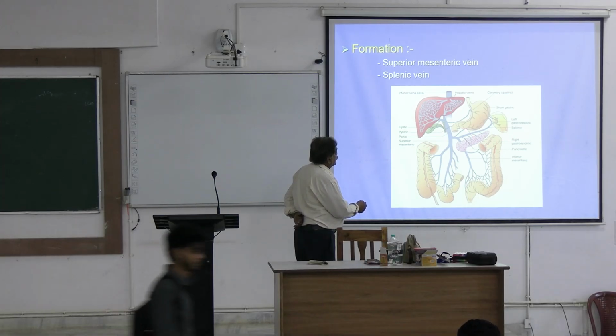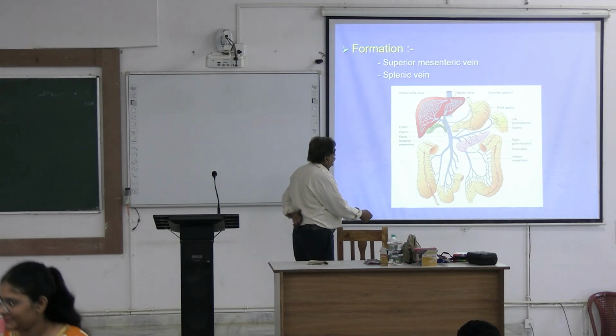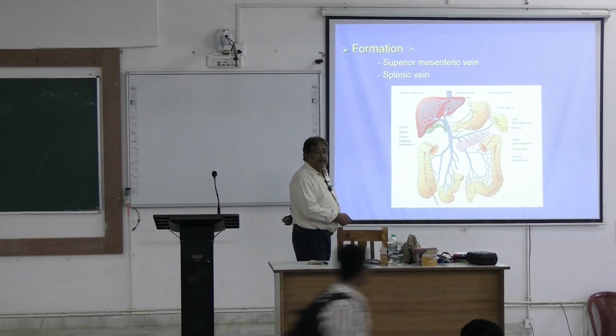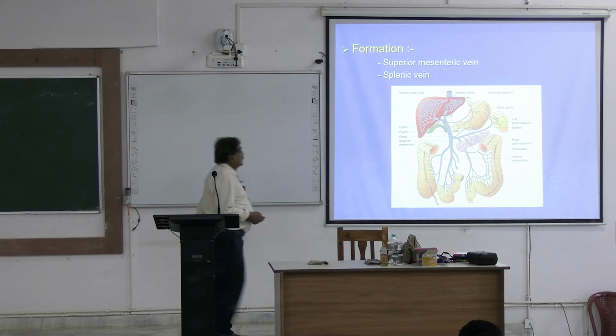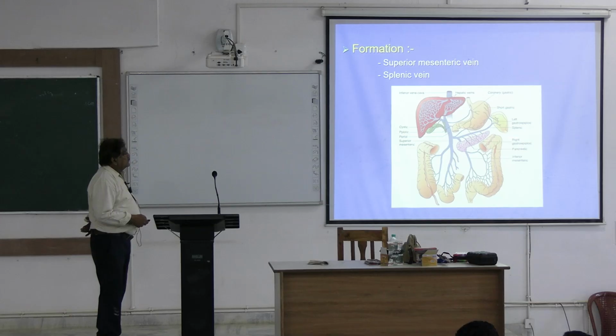Now the tributaries: the right gastric, the various drainage of the stomach, the spleen, the transverse colon, the ascending colon, cecum, the descending colon, pelvic colon, rectum, anal canal. This is a beautiful illustration that you have to sketch.